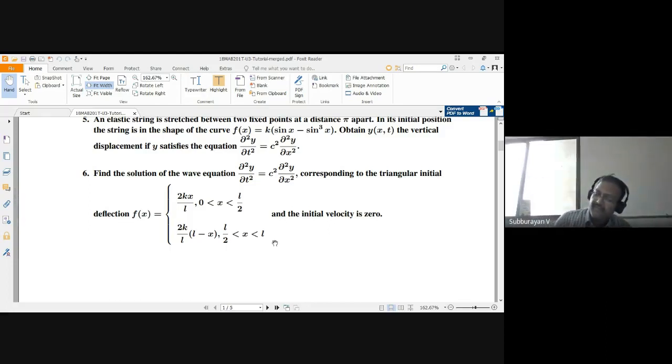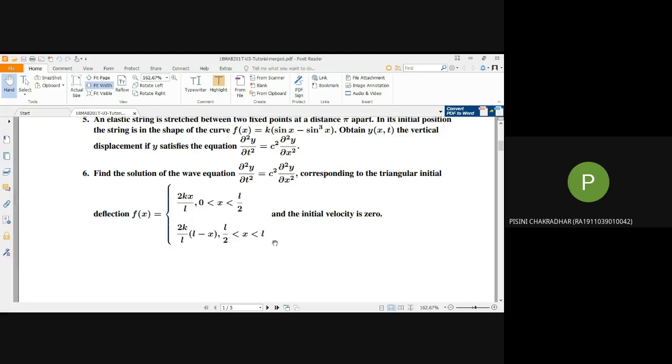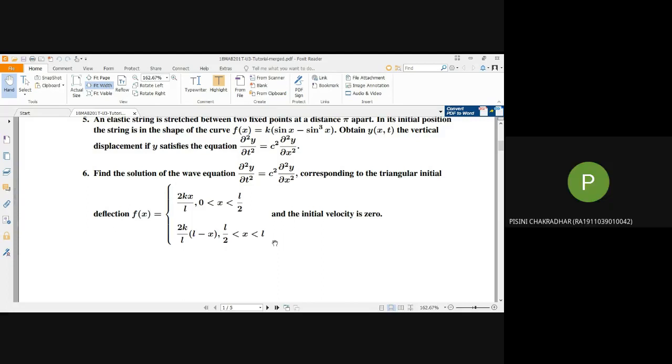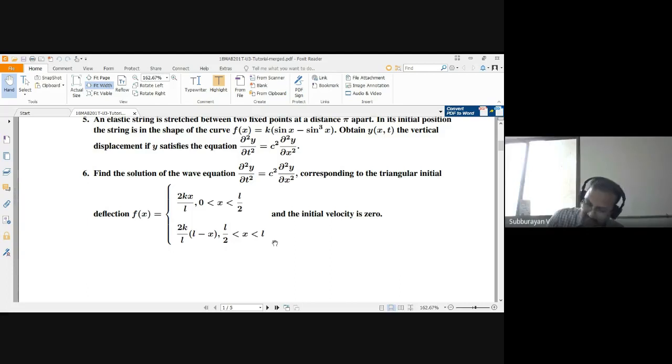Now when we apply the first condition in the suitable solution, what will you get? A equal to 0, right? When we apply the second condition, then what will you get? Lambda equal to n pi by L. Very good.